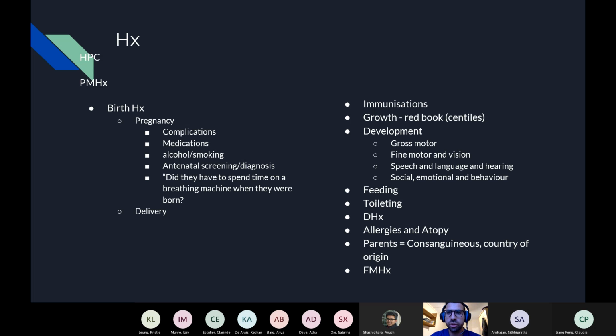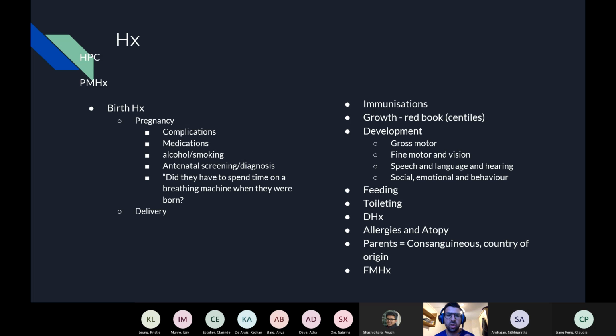In terms of this history, we first need to take it down into bits. The first thing is, obviously, the history of presenting complaint. You want to know what's been going on for how long and how this has changed: when did it first start, how did it change, any other symptoms? Then you want to know any past medical history. Does this patient have any allergies, any asthma, anything significant to their presenting complaint?